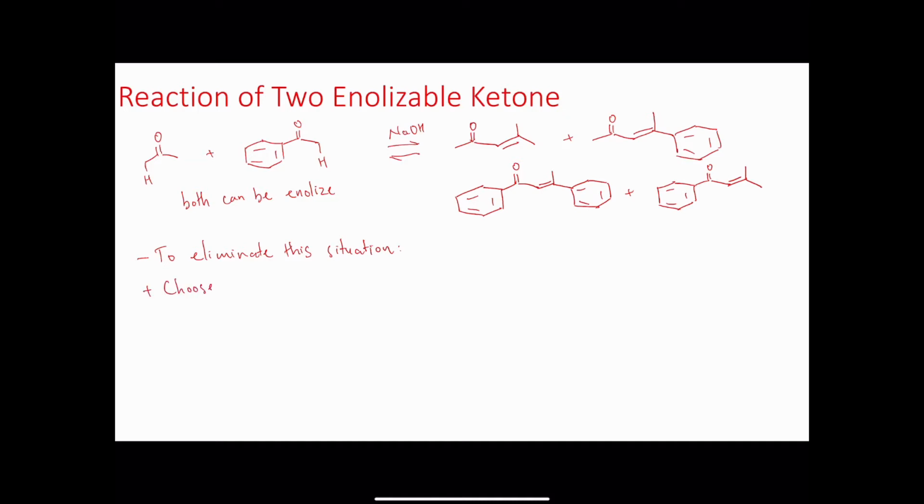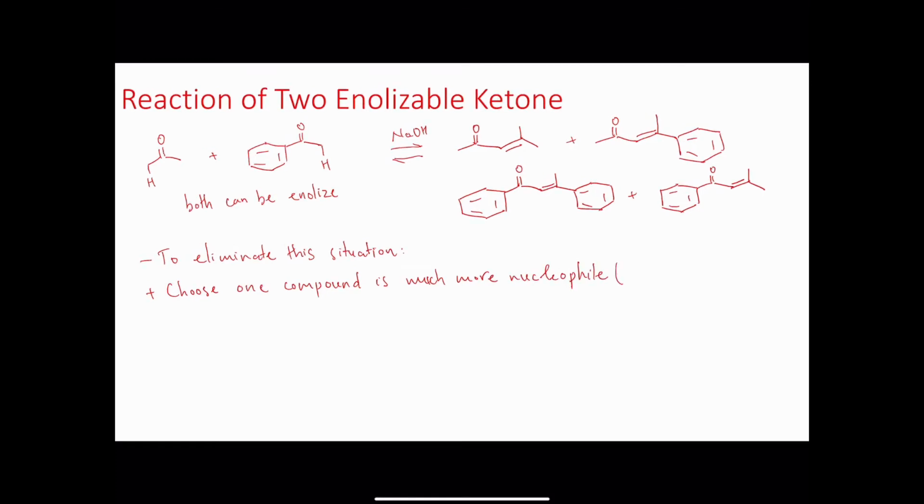The first way we can use is to choose a carbonyl compound which is a much more active nucleophile. Alright, we choose one carbonyl compound that is much more nucleophilic. So usually we set up a reaction between just one enolizable carbonyl compound and a non-enolizable compound. So we just use one enolizable compound.